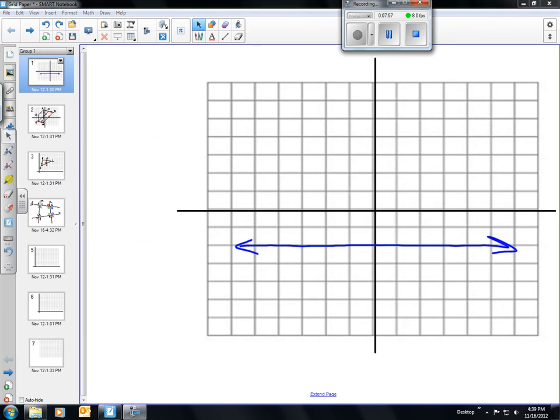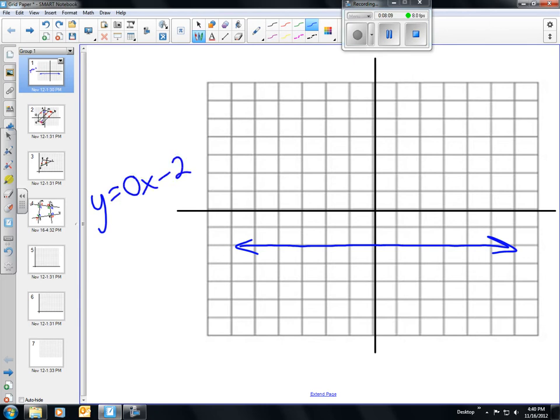Here's another example of writing equations of lines. So here we have a horizontal line. We know the slope of a horizontal line is 0. So here, if we wanted to write the equation of the blue line, we could say y equals 0x minus 2, since the y-intercept is -2 on this graph. Or if we wanted to simplify, we could say y equals -2.